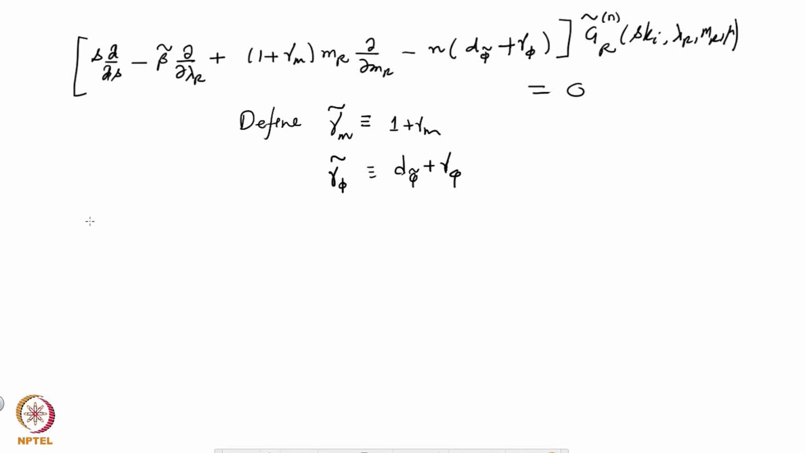So our equation becomes, with these definitions, s del over del s minus beta tilde del over del lambda R, gamma tilde m mr del over del mr, minus n gamma tilde phi. So now I have all of them as tildes. All of them have tilde.